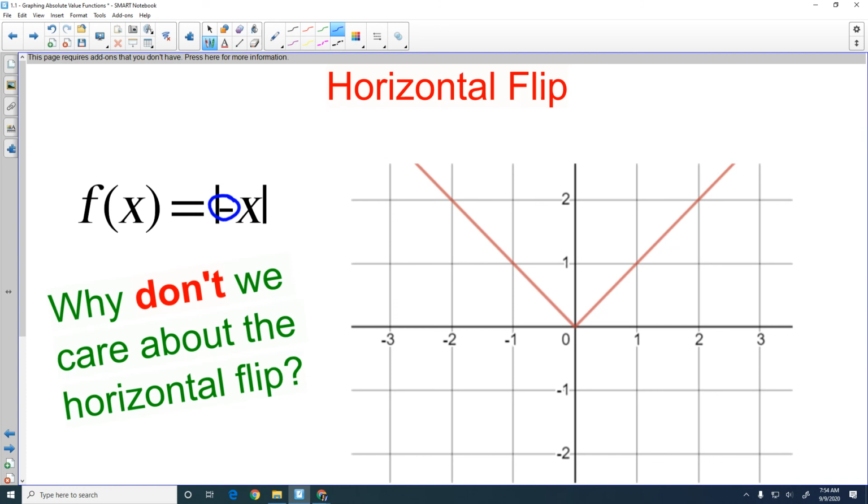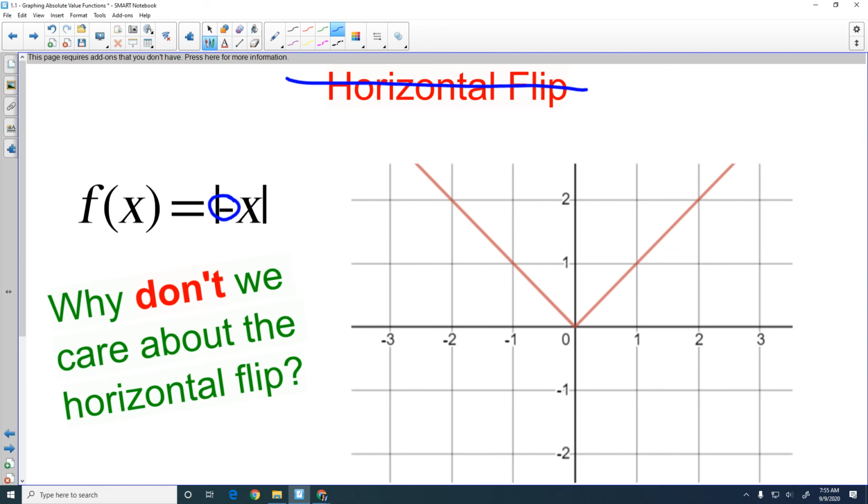And I'm telling you, I do not care about this horizontal flip for this absolute value function. Why do I not care about this? Why does that not matter? Why is it nothing, Joy? Yeah, because the absolute value. Like if I make x negative and then take the absolute value of it, is it going to change at all? Doesn't that absolute value kind of cancel out that negative sign?